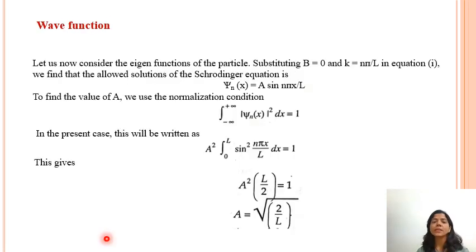Let us now consider the eigenfunctions of the particle. Substituting b equal to 0 and k equal to n pi upon L in equation 1, we find that the allowed solution of the Schrodinger equation is psi(x) equal to A sin(n pi x upon L). To find the value of A, we use the normalization condition, that is, the integral from minus infinity to plus infinity of mod psi(x) square dx equal to 1. So after solving this, we get the value of A equal to under root 2 upon L.